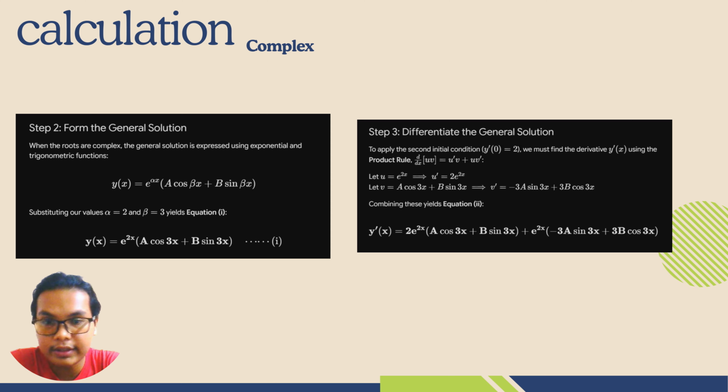So we have to combine these equations, which will be y prime(x) equals to 2 exponent power of 2x times a cos 3x plus b sin 3x, and then plus exponent power of 2x times negative 3a sin 3x plus 3b cos 3x.